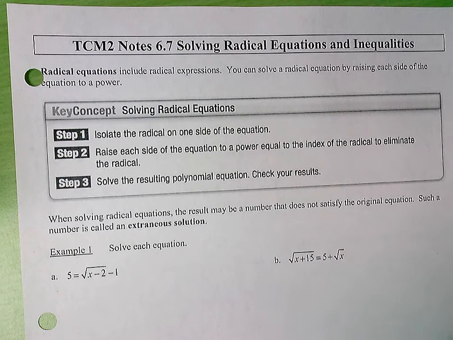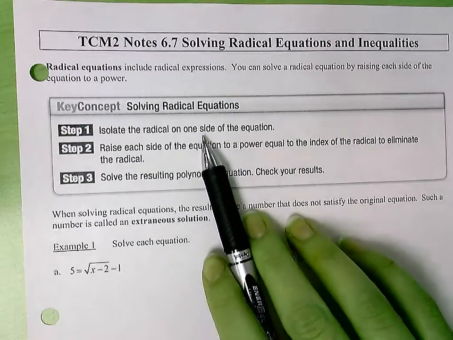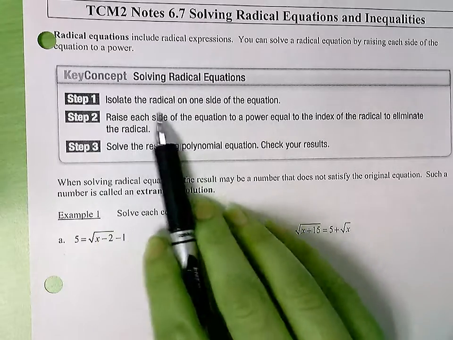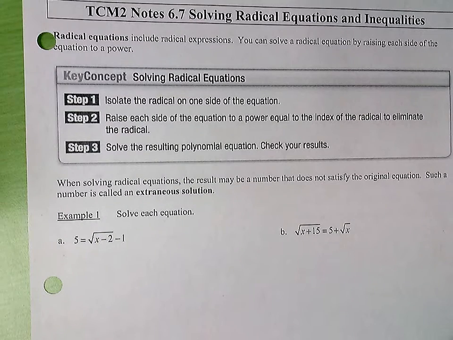You can solve a radical equation by raising each side of the equation to a power. So to get rid of that radical, you're going to raise that expression to a power. So your steps are laid out below here. First step is to isolate the radical on one side of the equation. If you have any type of root, you want that whole root on one side of the equation and everything else on the other.